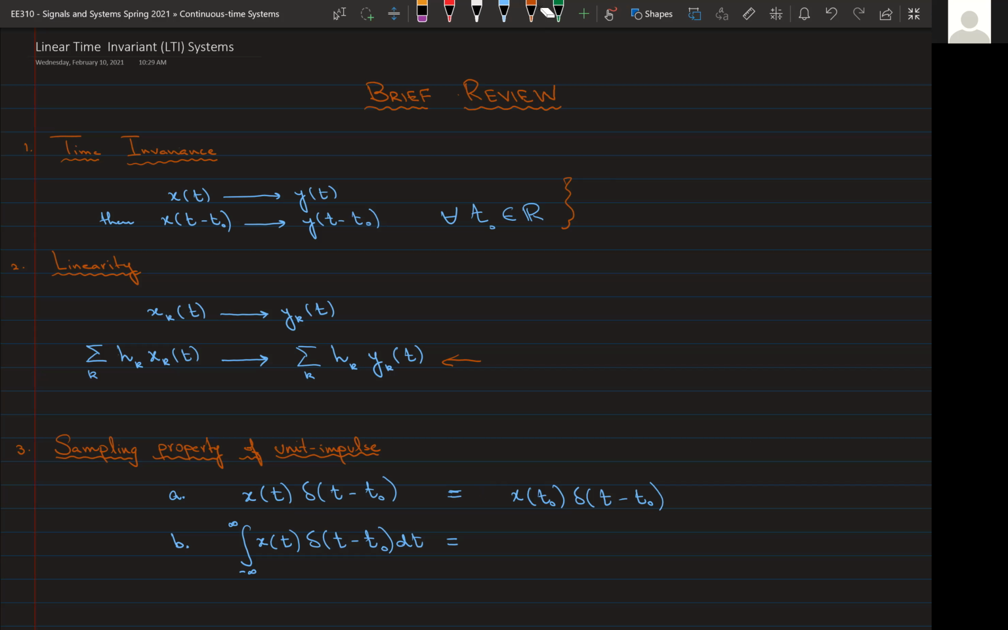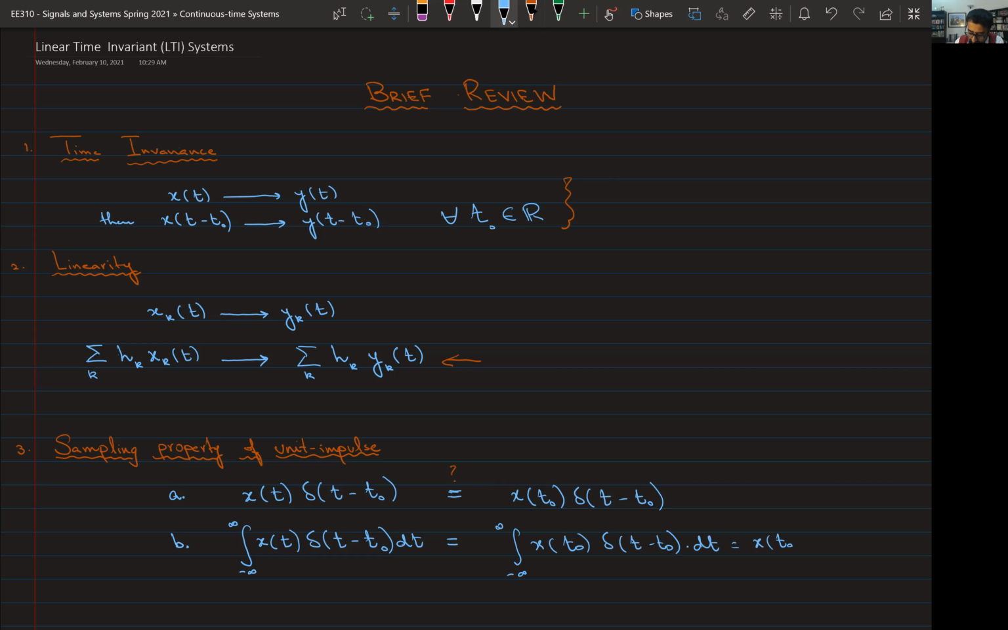So in this case, we will just get x of t naught. And the reason is because if I just apply property number A, this is going to be the integral from minus infinity to infinity of x of t naught times delta of t minus t naught. And as far as time is concerned, x of t naught is nothing but a constant, right? As far as the integral is concerned.